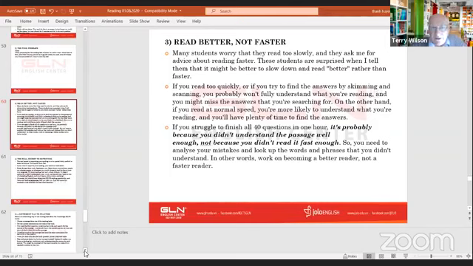So if you struggle to finish all 40 questions in 1 hour, it's probably because you didn't understand the passage well enough, not because you didn't read it fast enough. So you need to analyze your mistakes and look up the words and phrases that you didn't understand. In other words, work on becoming a better reader, not a faster reader.